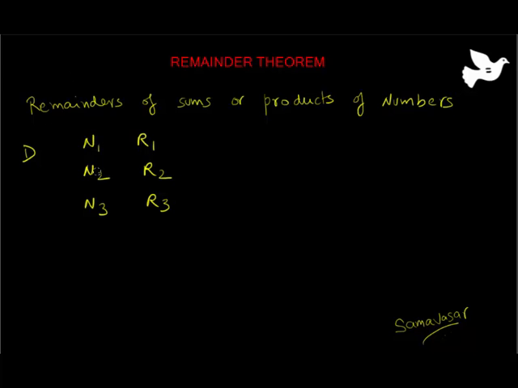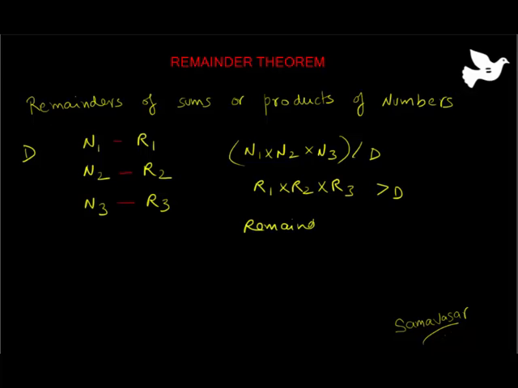So let us say we have three numbers n1, n2 and n3, which when divided by a number d give remainders r1, r2 and r3 respectively. Now what we need to find out is, if we multiply these three numbers, what will be the remainder when this number is divided by d. The remainder in this case will be r1 into r2 into r3, and in case this product is greater than d, then we need to take the remainder of this number r1 into r2 into r3 when it is divided by d.